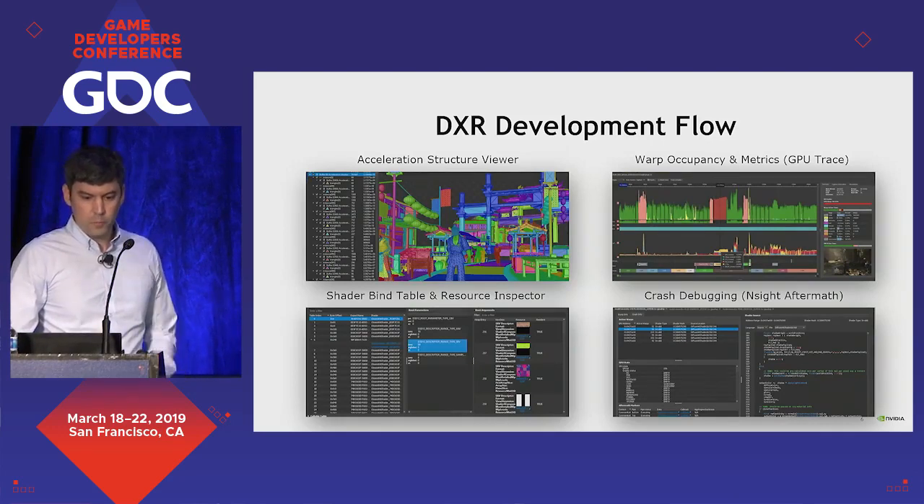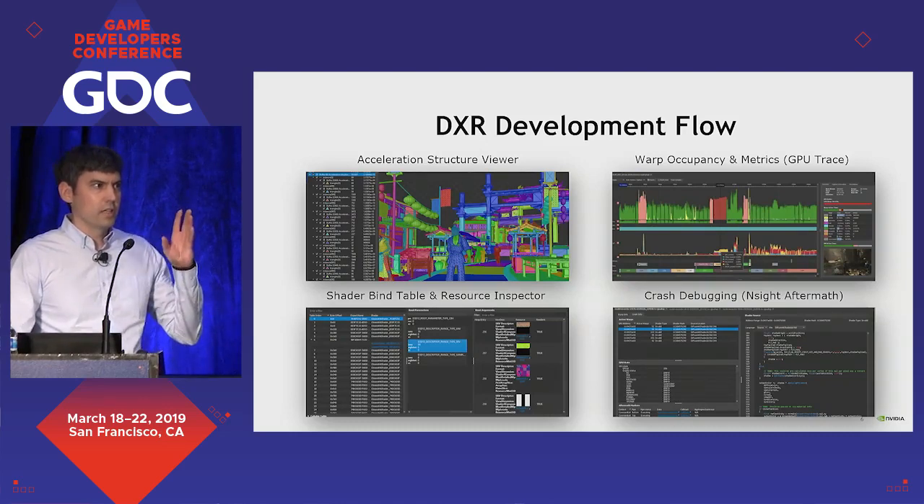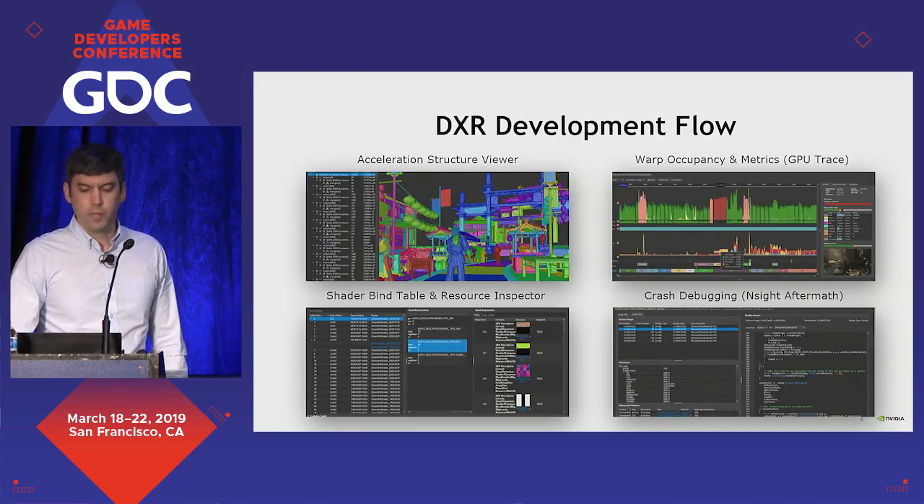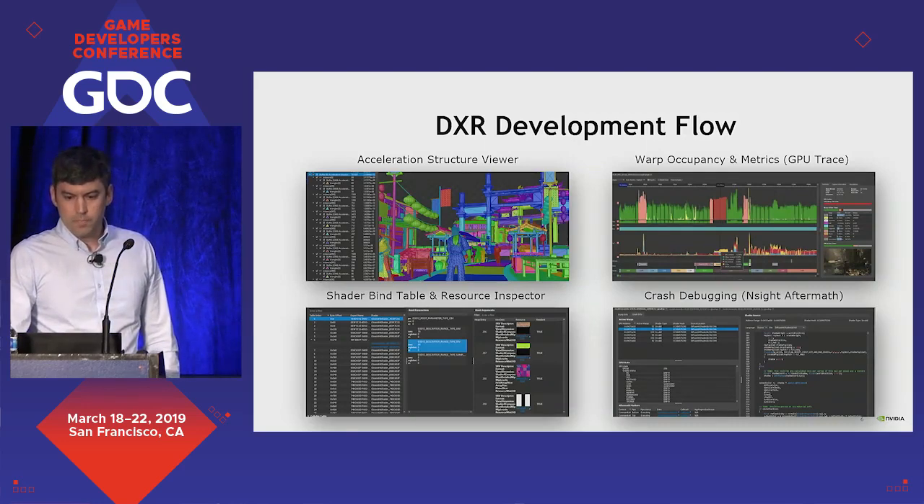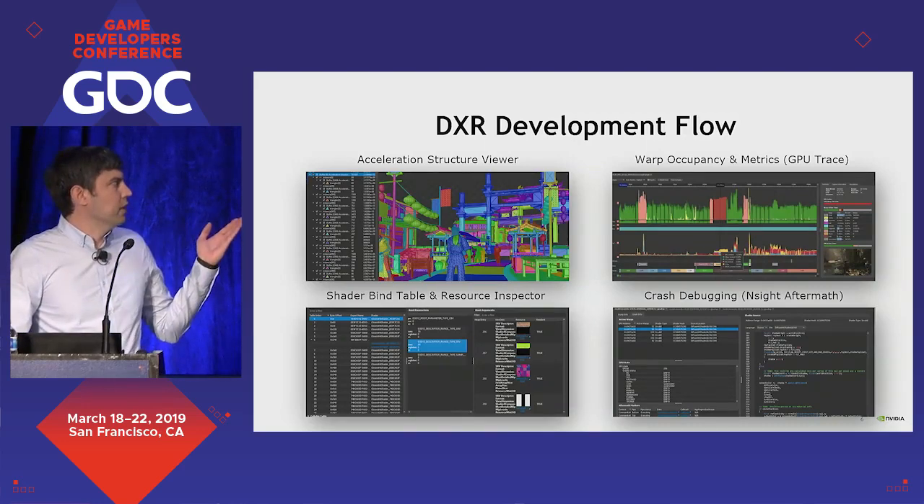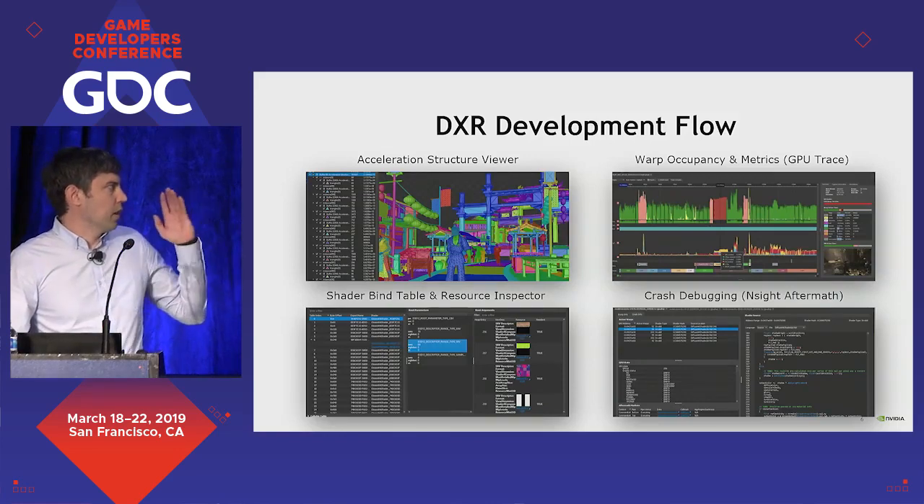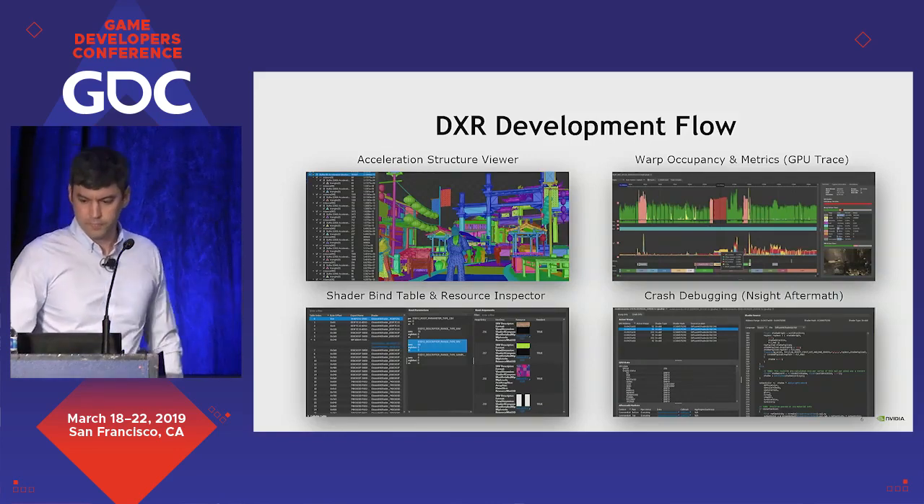One of the first things we brought up was the shader bind table view that unpacks all the binary data so you can click into your shaders, see what the resource bindings are and their specific arguments. And then GPU view, again, is very useful for looking both at the acceleration structure building side as well as the dispatch side. And then crash debugging is good for everybody.